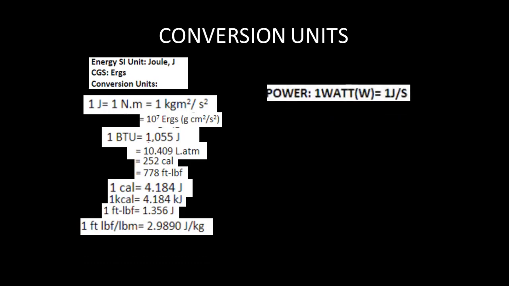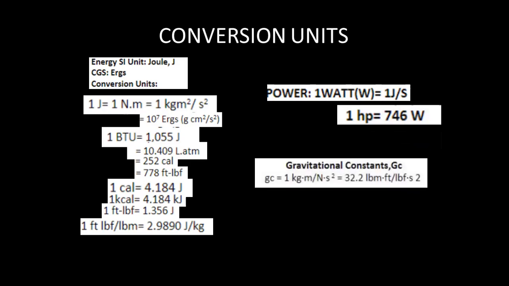Now let's proceed to the third parameter, which is power. Power is the energy per unit time. Okay, as you can see here, a watt is equal to a joule, which is the SI unit for energy, per unit time, in terms of seconds. Again, 1 watt is equal to 1 joule per second. And a horsepower is equal to 746 watts.